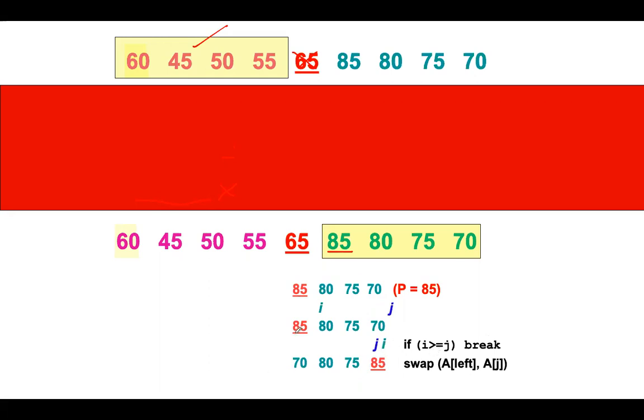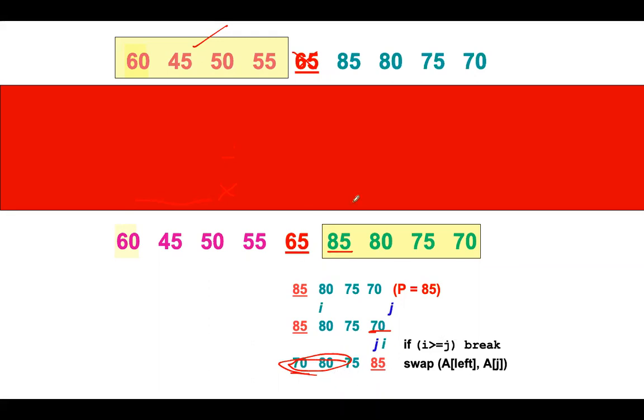Swap: the leftmost element is 85, and A of j is nothing but 70. So we shall swap these two elements. 70 will come to the first place, and 85 will go to the last place. And then we repetitively apply that partitioning here. Okay, 70, 80, 85. It will do the sorting.